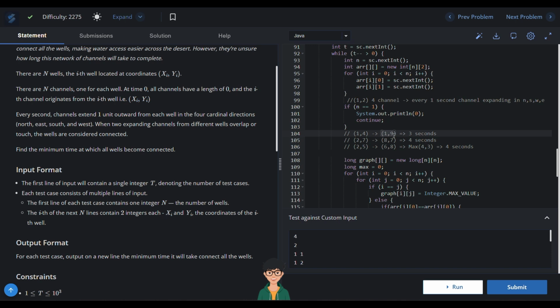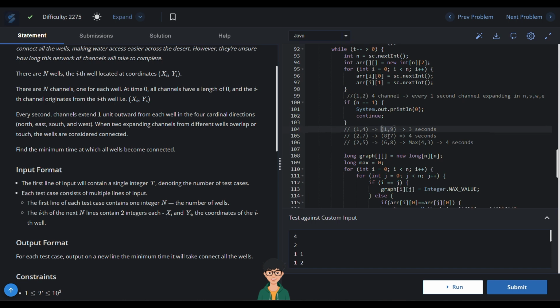Now the difference between them is 9 minus 4, which is 5. So 5 divided by 2, if you take the ceiling, you get 3 seconds. So minimum they will take 3 seconds to connect to each other. So this is one case, and the edge weight for these 2 points will be 3.